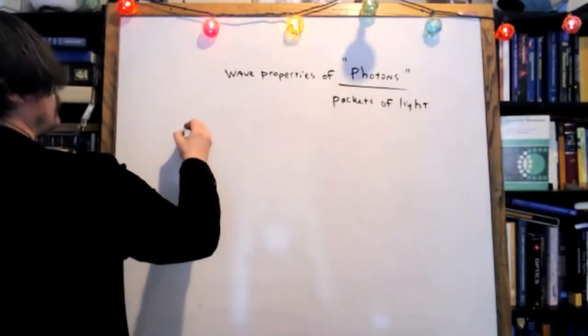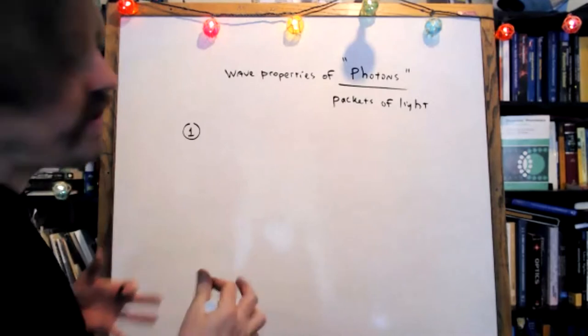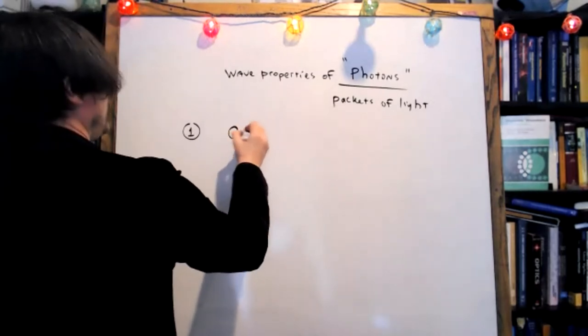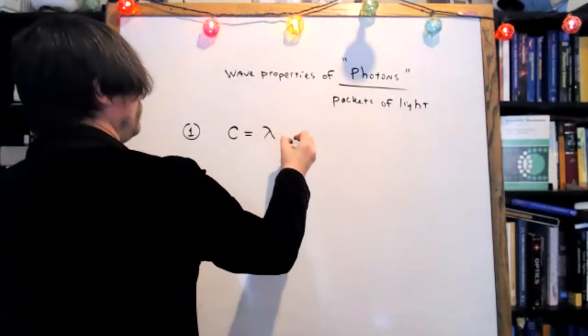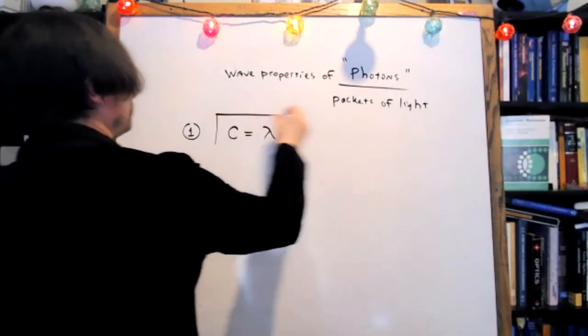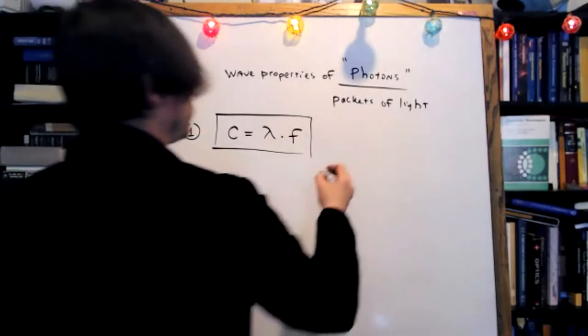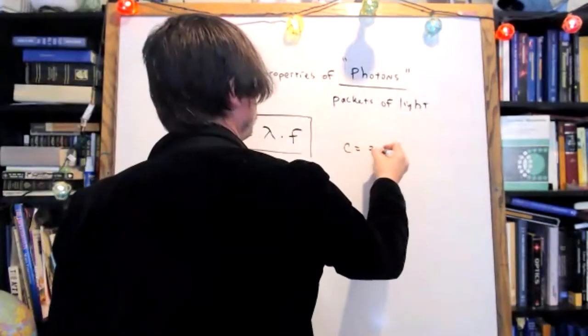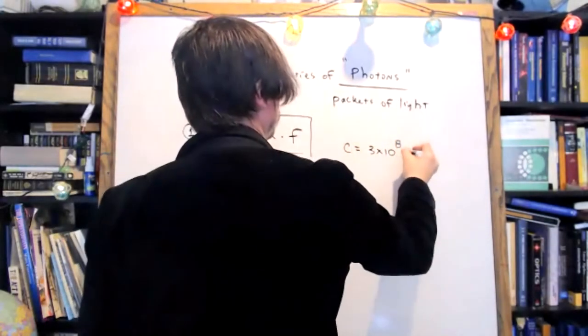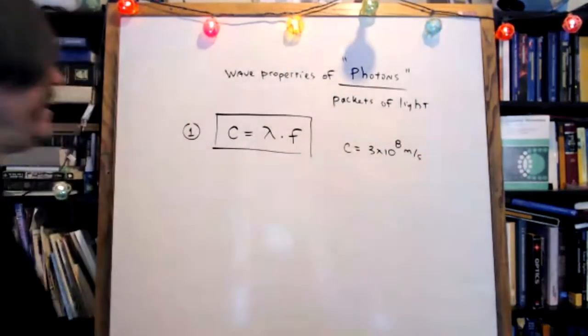I actually have numbers for these formulas because I don't know what their names are. The first formula you're going to need today is the speed of light equals the wavelength times the frequency. And once again, remind yourself that the speed of light is a constant, 3 × 10⁸ meters per second.